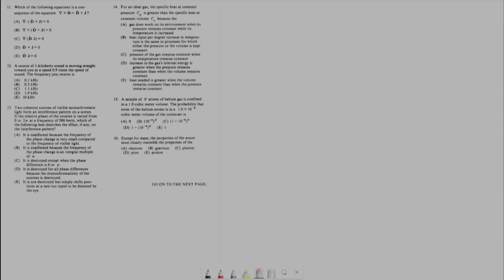All right, back with the next question. Question 11. Which of the following equations is a consequence of this equation? So, looking at that, not the eraser tool, there we go. We have curl H equals J. So looking at equation A, it looks like they take the dot of both sides.